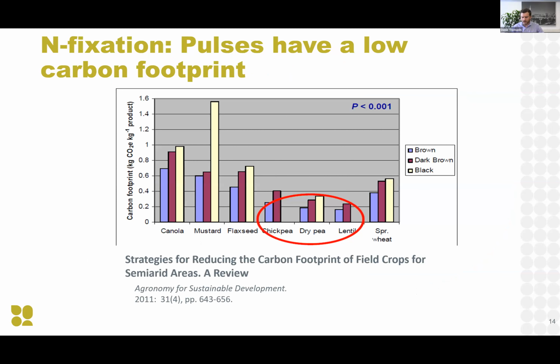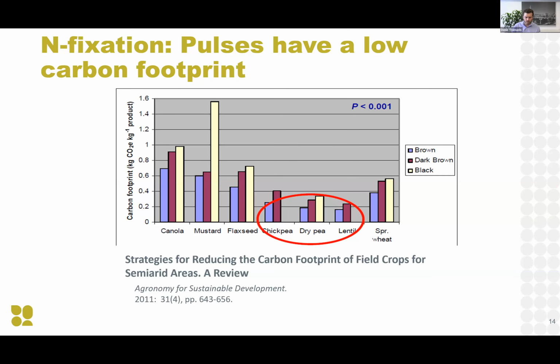And I think this really ties to the carbon footprint of these crops. Pulses are now known to have some of the lowest carbon footprints of any crop in the world, and that's due to their nitrogen fixing capacity. So if we look at this study here, which was by Yantai Gan with AAFC, you'll see that the pulse crops that we grow in rotation, whether it be different soil conditions like the brown or black soils, they always have a lower carbon footprint than spring wheat or canola that require nitrogen fertilizer.